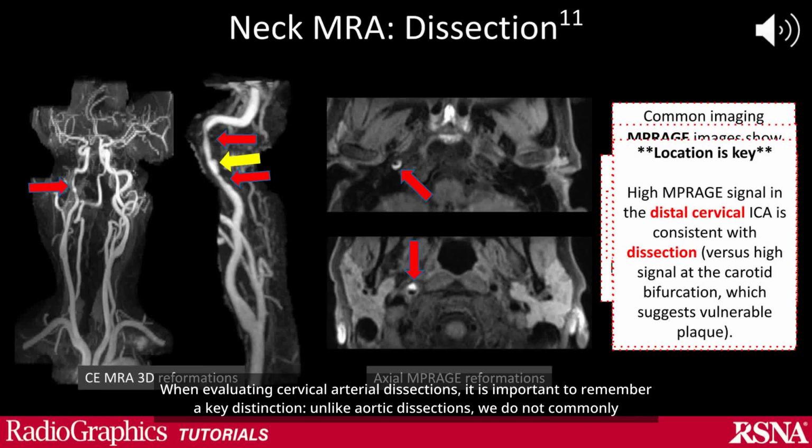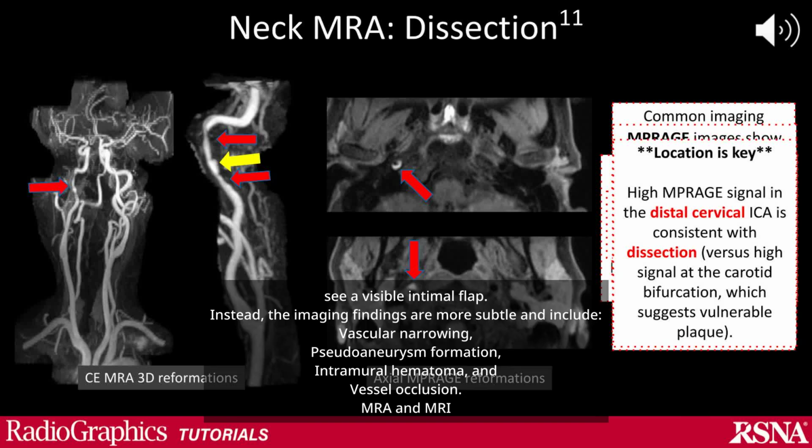When evaluating cervical arterial dissections, it is important to remember a key distinction. Unlike aortic dissections, we do not commonly see a visible intimal flap. Instead, the imaging findings are more subtle and include vascular narrowing, pseudoaneurysm formation, intramural hematoma, and vessel occlusion. MRA and MRI are invaluable in both the diagnosis and follow-up of cervical dissections, particularly for detecting intramural hematoma.